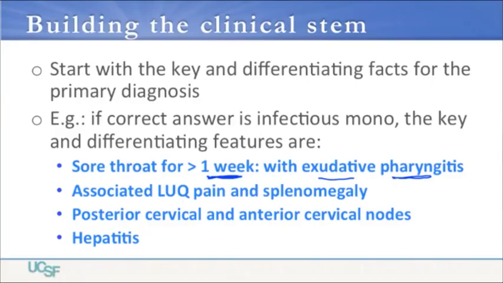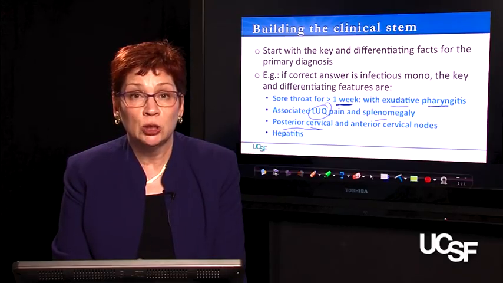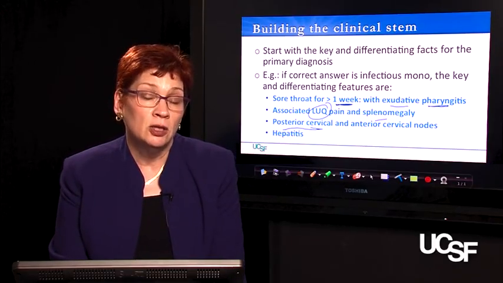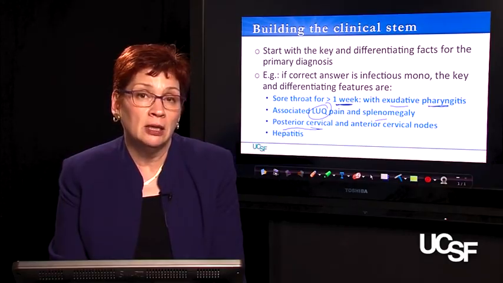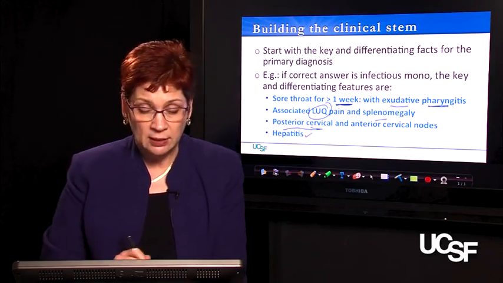Left upper quadrant pain, that was the splenomegaly, right? Posterior cervical nodes, remember that was actually almost a key feature in this diagnostic triad between HIV, acute HIV, beta hemolytic strep throat, and infectious mononucleosis, and hepatitis.